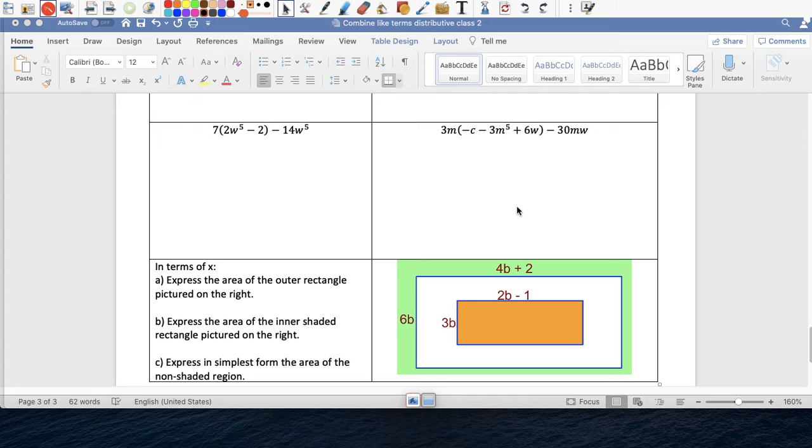Okay, so the last question. Express the area of the, let me just give myself some room.